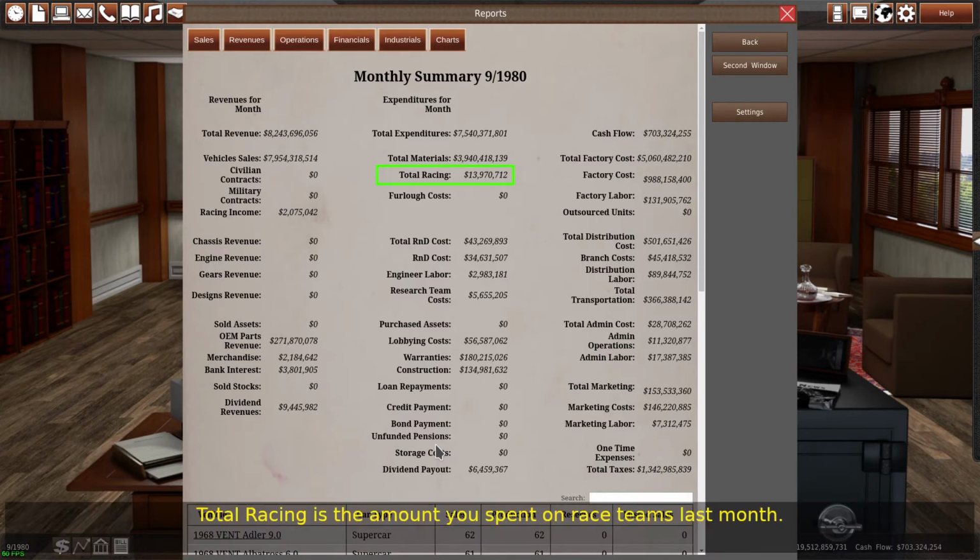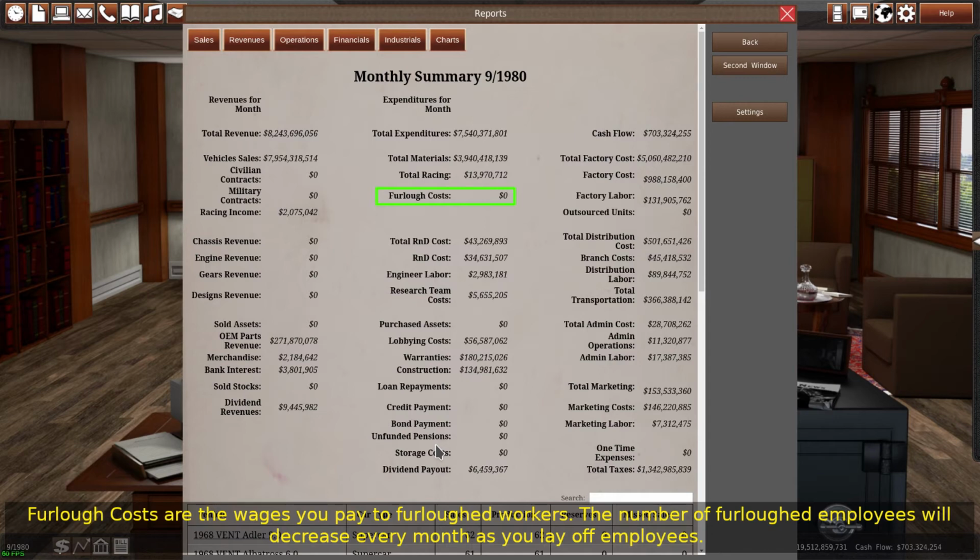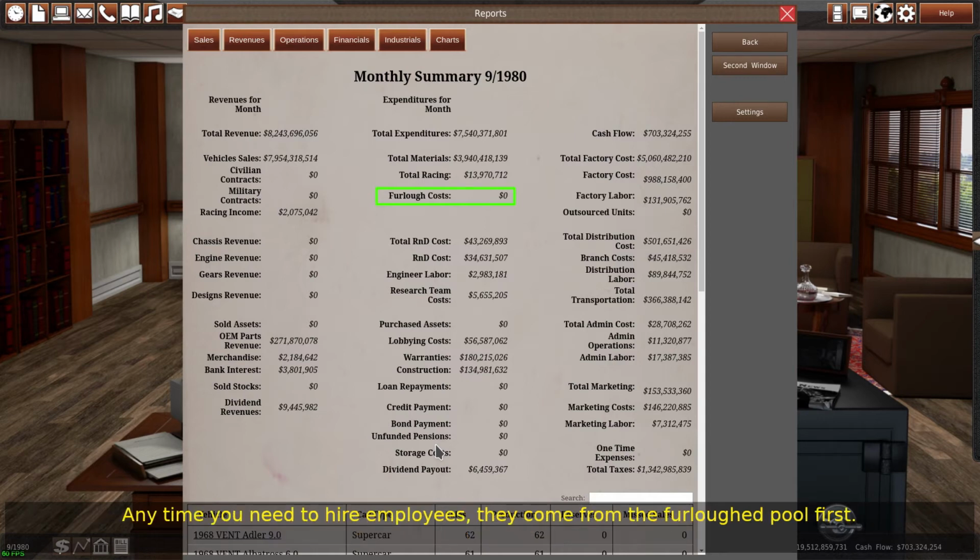Total racing is the amount you spent on race teams last month. Furlough costs are the wages you pay to furloughed workers. The number of furloughed employees will decrease every month as you lay off employees. Anytime you need to hire employees, they come from the furloughed pool first.